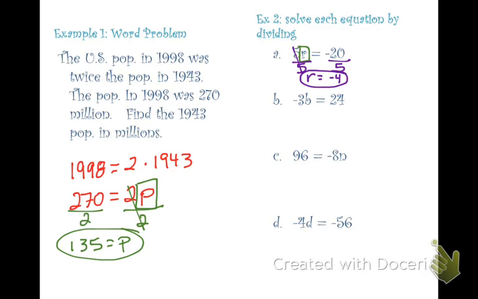Same with B. I box up my B. Then I see that negative 3 is attached to B, and it's multiplying B, so I'm going to divide by negative 3 instead. Notice I'm dividing by negative 3. You divide by the whole thing. Then B equals 24 divided by negative 3, which is negative 8.